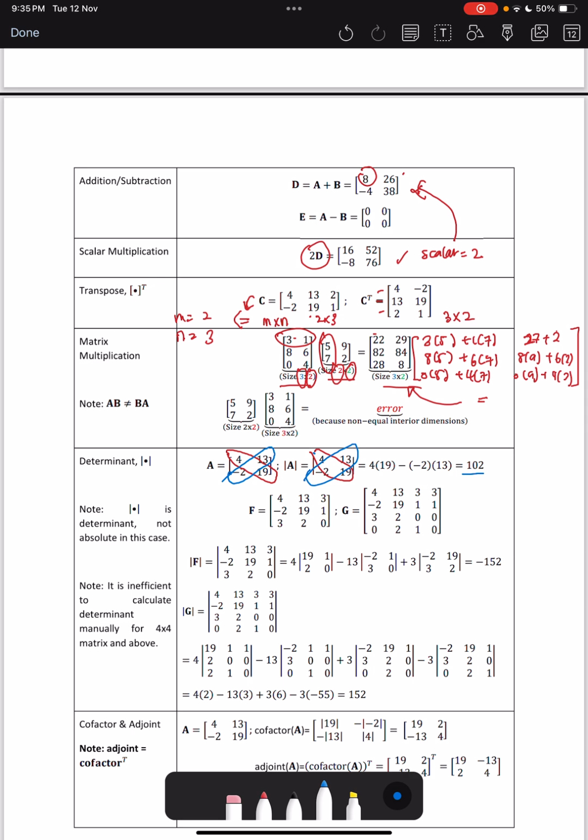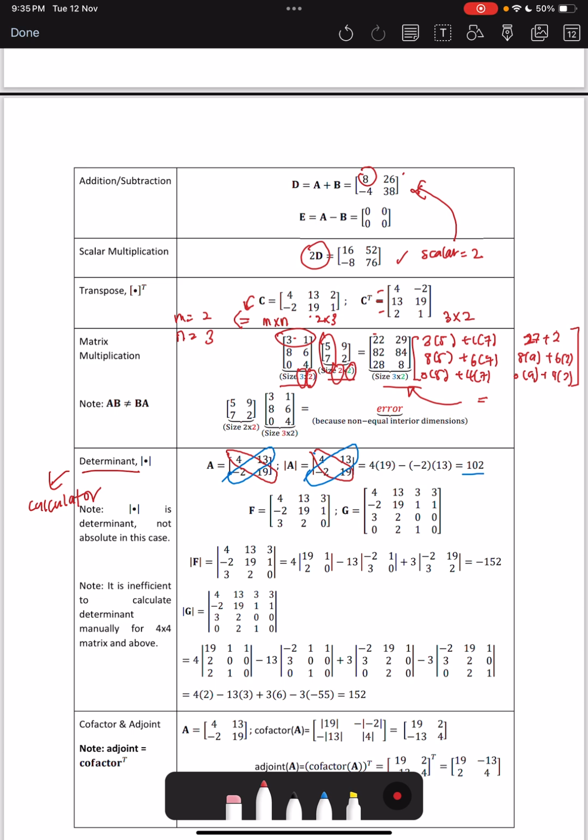Determinant can also be calculated using a calculator. Please make sure you know how to calculate it using a calculator, and don't make your life difficult during the exam later on, because you need to do it fast. Of course, the concept of how to calculate the determinant you need to know, but then again it can be calculated automatically using your calculator.